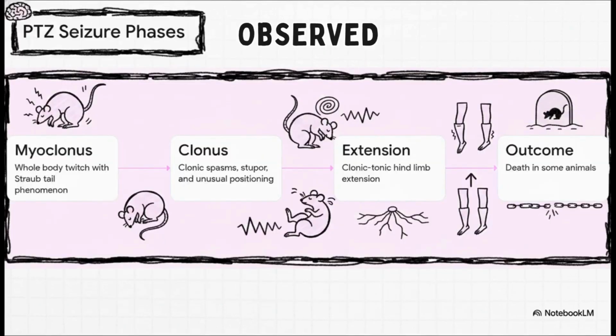All right, for the parameters observed in the PTZ model, you have to record these highly specific visual phases. Step 1 is myoclonus. Think of it as a whole-body twitch, paired with the Straub tail phenomenon. Step 2 escalates to clonus, where you see clonic spasms, stupor, and really unusual body positioning. Step 3 is severe clonic-tonic hindlimb extension, and sadly, Step 4 is death for some animals. To prove your drug works, your evaluation step, you need to see the abolition of both tonic and clonic seizures in 50% of the tested animals.